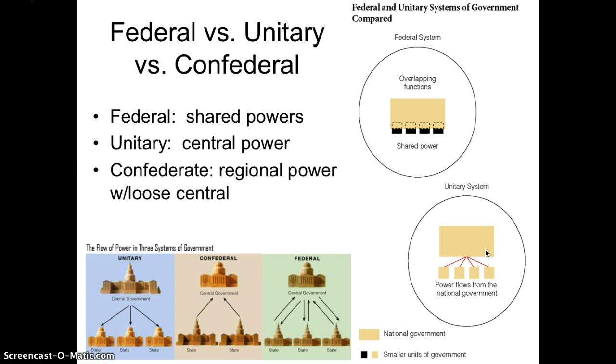Then there's confederate, where the regional power has all the power in the government with a loose central government tying it all together. And that is what we had prior to our Constitution.